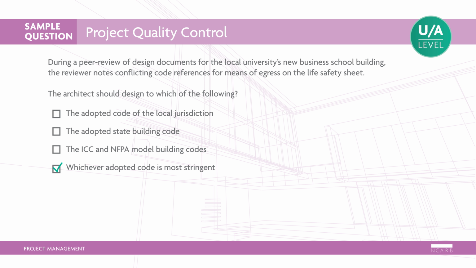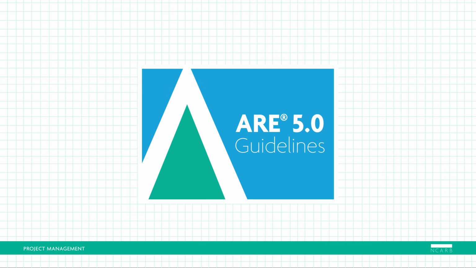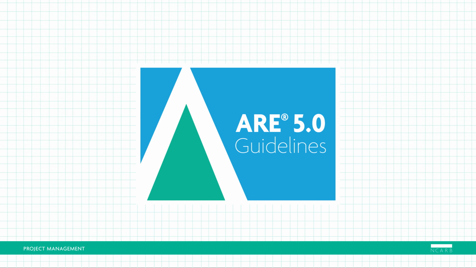This is a UA level item because it requires you to understand the relationship between codes and jurisdictions and then to apply them to a specific project. For more information about the Project Management Division, refer to the ARE guidelines.